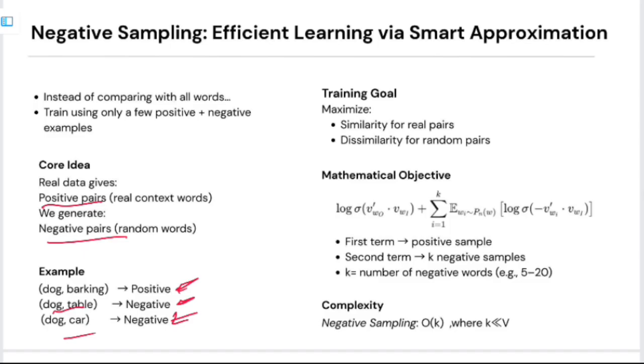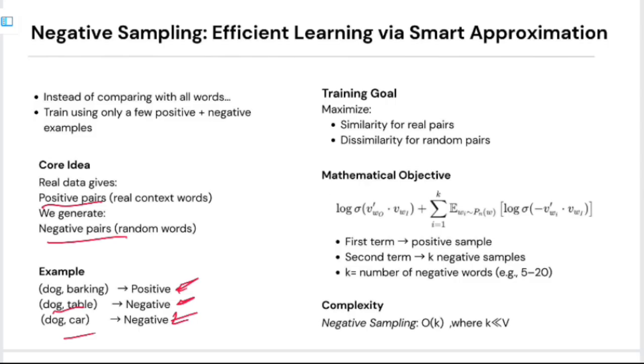Now, instead of solving a huge multi-class problem, we convert it into something much simpler. And you already know that for binary classification, we can use sigmoid. So this now becomes a binary classification problem. Here the training objective becomes: make real word pairs similar, make random word pairs dissimilar. So positive pair vectors move closer, negative pair vectors move apart. And this directly shapes the geometry of the embedding space.